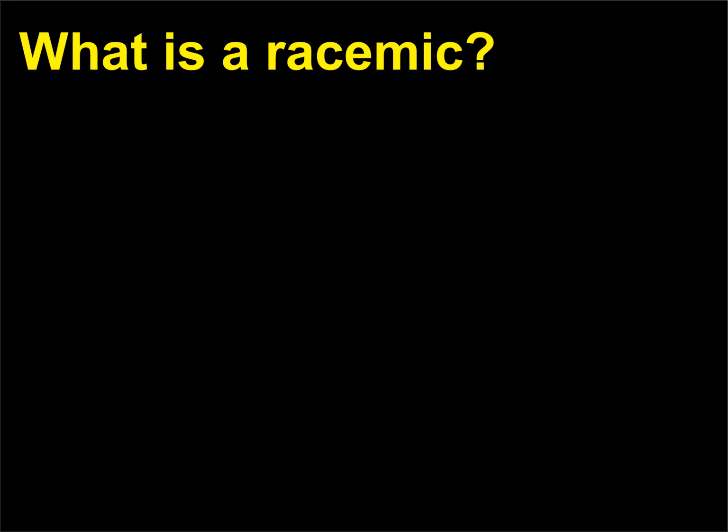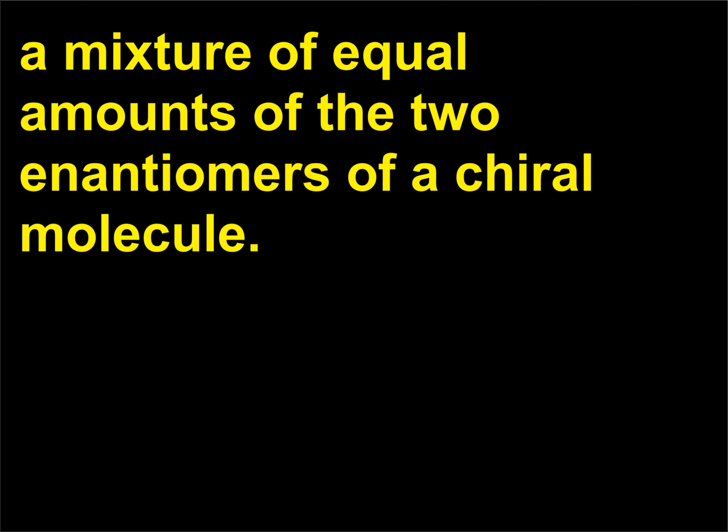What is a racemic mixture? A mixture of equal amounts of the two enantiomers of a chiral molecule.